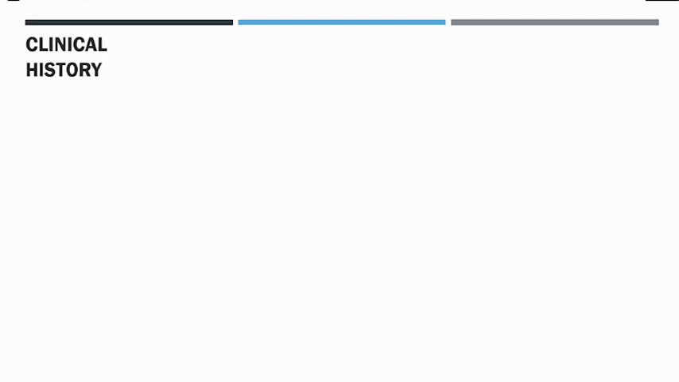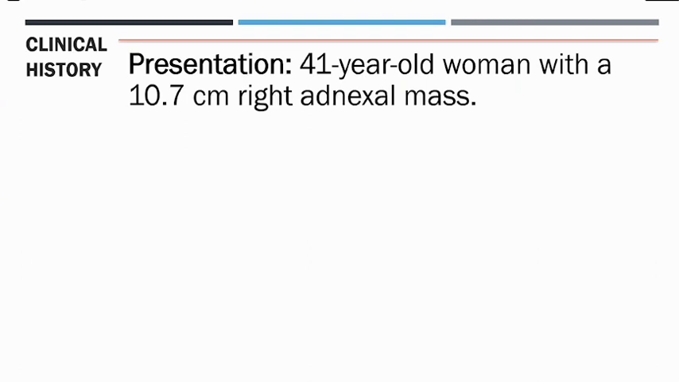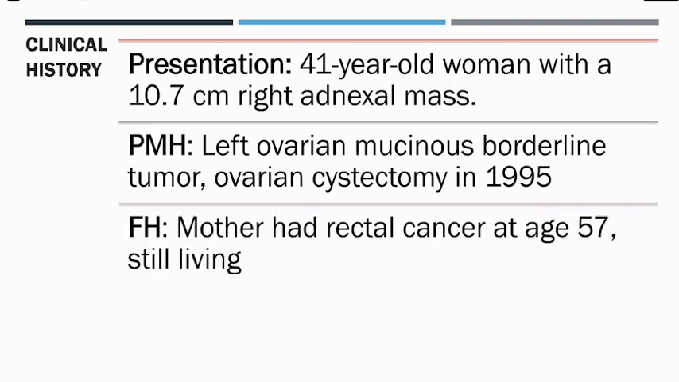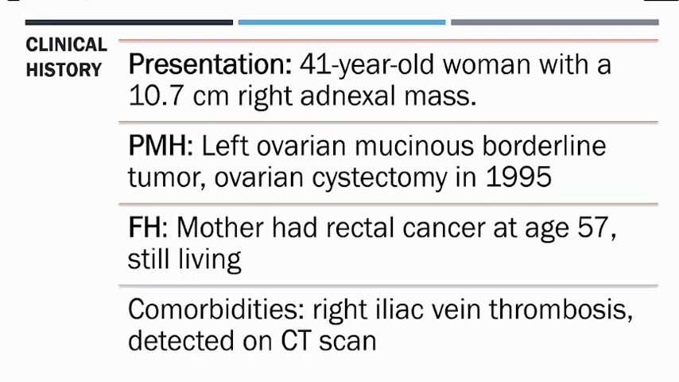So, the case presentation. It was a 41-year-old female who presented with a 10-centimeter adnexal mass. She has a past medical history of left ovarian mucinous borderline tumor, and an ovarian cystectomy was done in 1995. The time of presentation is 2014. Her mother, who was still living at that time, had rectal cancer at the age of 57. As comorbidity, she had right iliac vein thrombosis detected on CT scan.